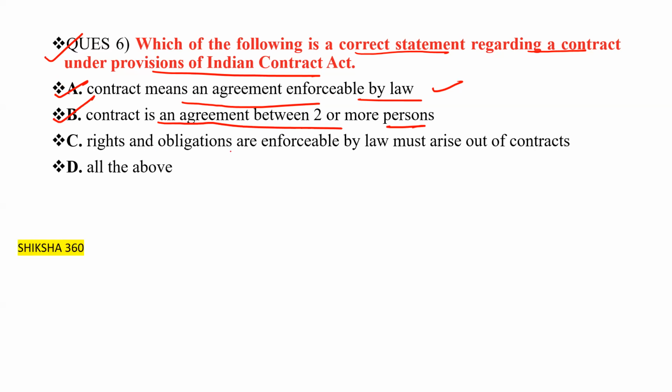Rights and obligations enforceable by law must arise out of the contract. So this one is also correct. The above three are all correct here, so option D is the correct answer, that is, all the above.